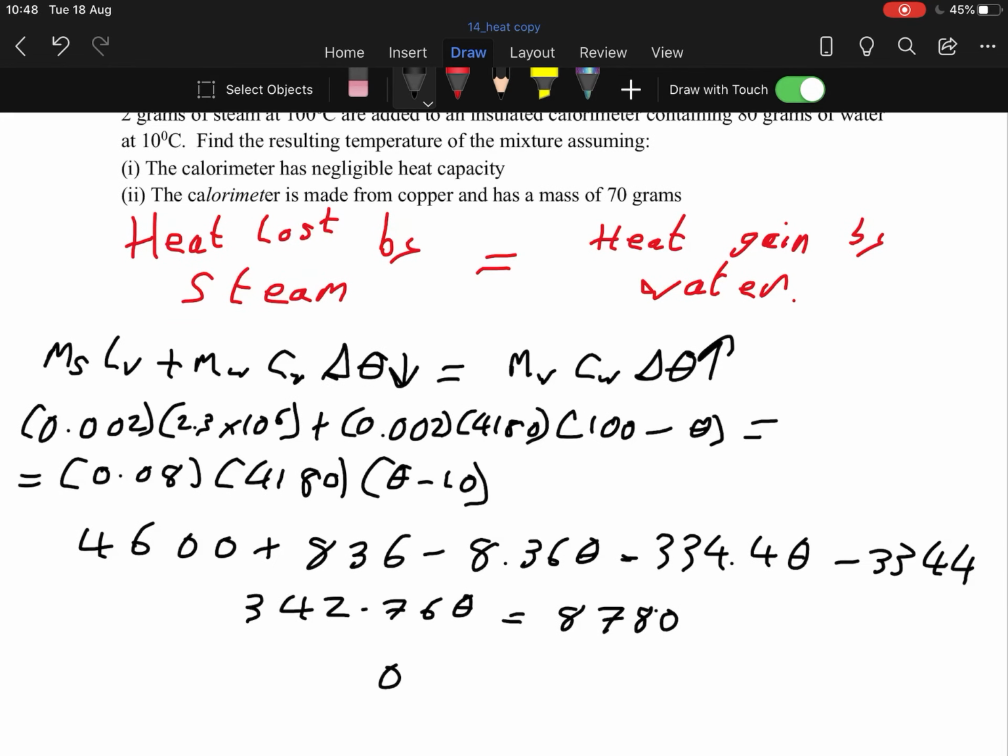Trying to read my own handwriting. So theta should equal 25.616 degrees Celsius. There you go.